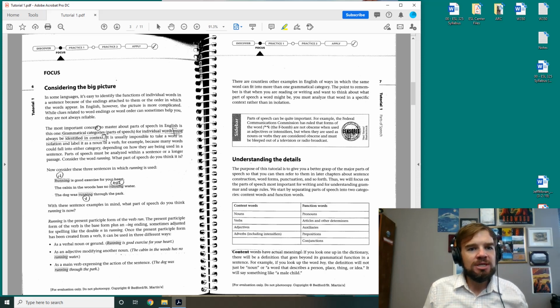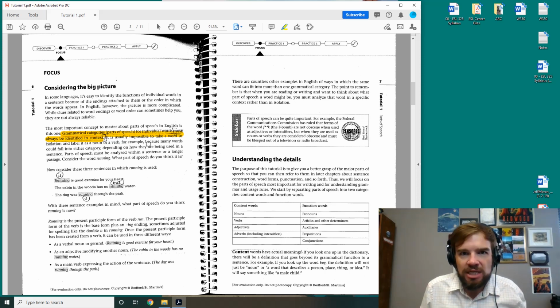The most important concept to master about parts of speech in English is this one, and I already underlined it in this PDF, and I'm going to highlight it again. Grammatical categories, that is parts of speech, for individual words must always be identified in context. That means in a sentence. You can't just take a word by itself. For example, the word give, right, and say, what part of speech? Well, okay, probably a verb, but what's it doing in the sentence, right? You need to see the context to know the part of speech.